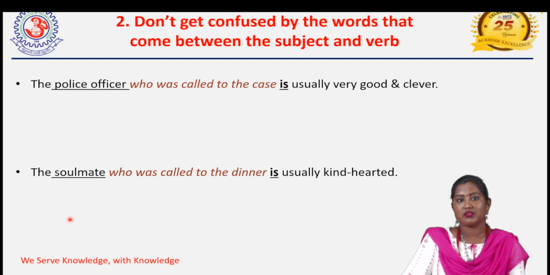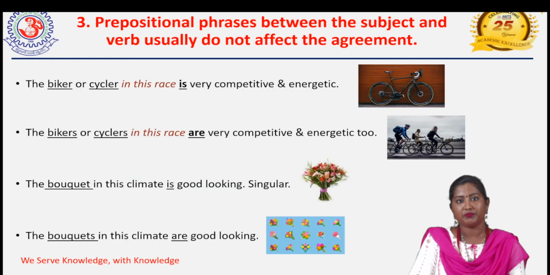And the next one: the soulmate who was called to the dinner is usually kind-hearted. So soulmate is usually kind-hearted. That is the way we write it. There is nothing wrong if there are any phrases in between the subject and the verb. So we have to look into that. We'll move to the next rule.